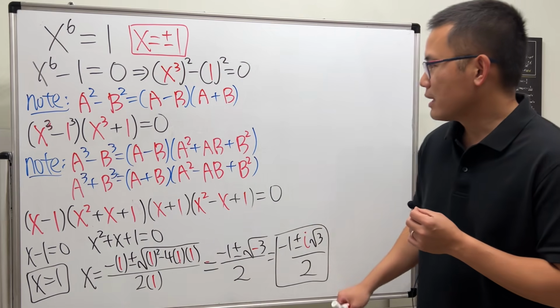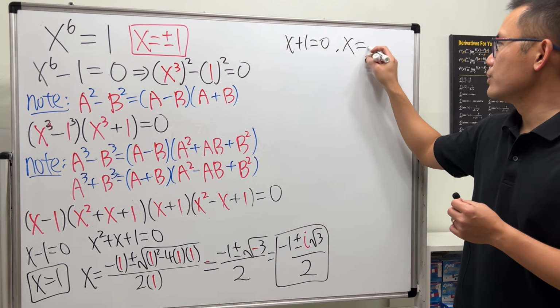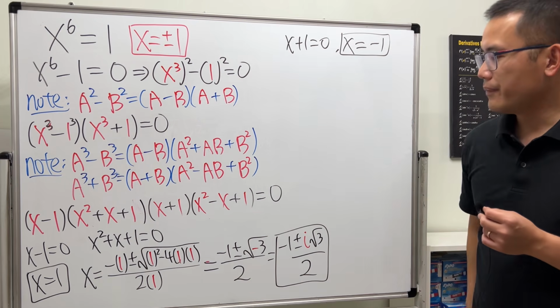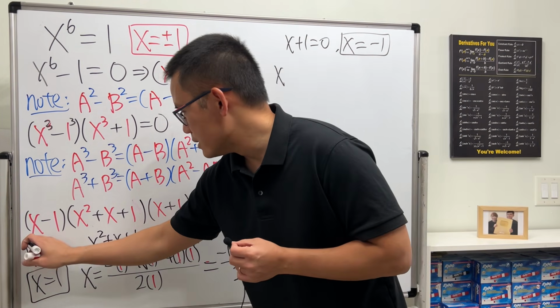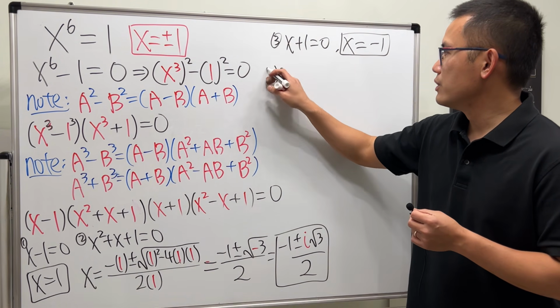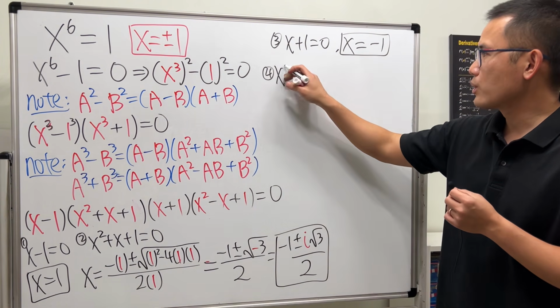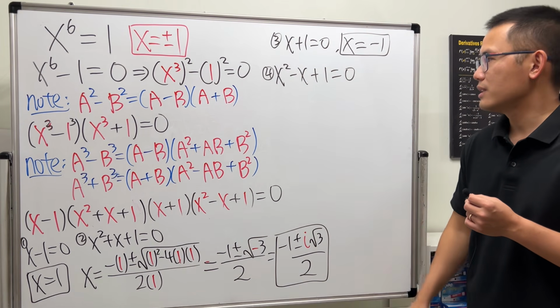Now, x plus 1 equal to 0. Of course, that's just x is equal to negative 1. So, yeah. And then finally, let's label these. This is number 1, 2, 3, 4. Last one, x squared minus x plus 1 equal to 0. And then just do it again.